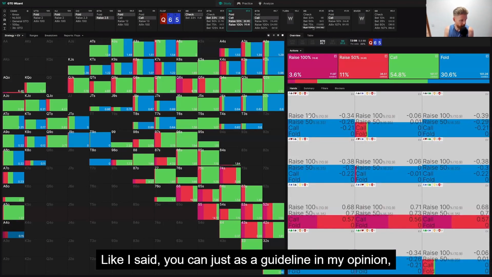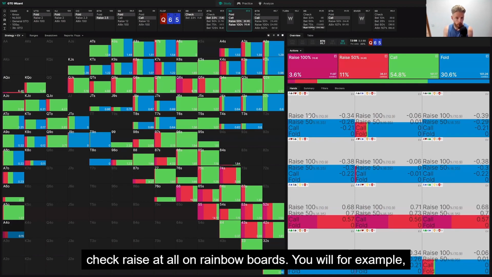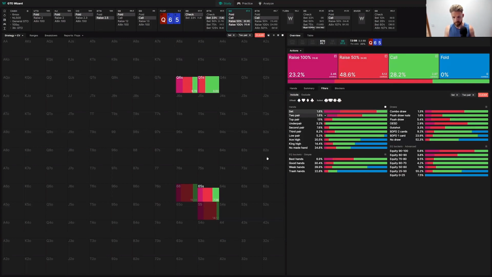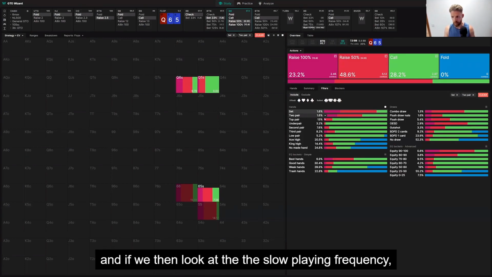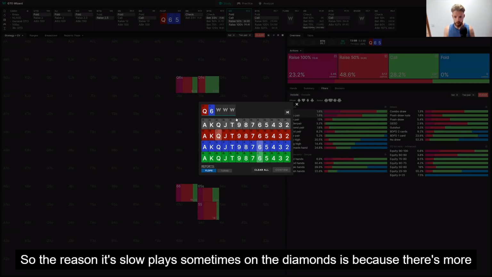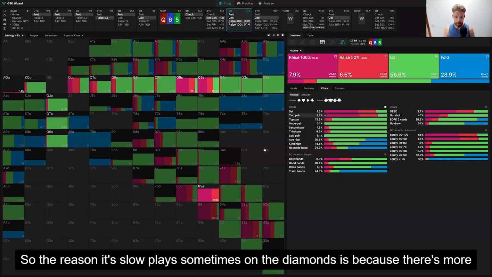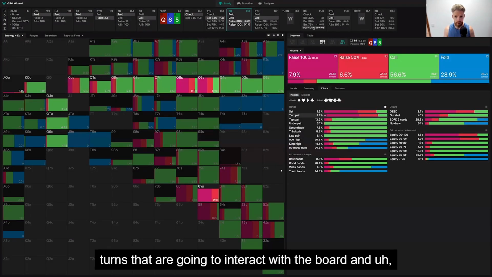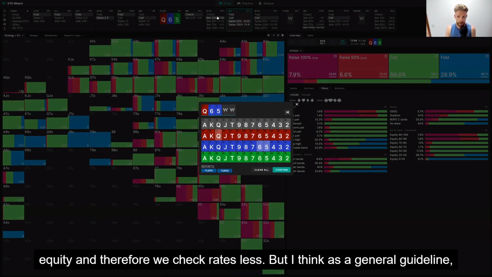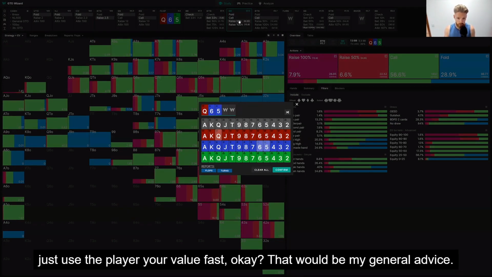Like I said, as a guideline, in my opinion, check raise it all. On rainbow boards, for example, if we make this the 5 of clubs, and we then look at the slow playing frequency, it's very little, only 15.9% calls. The reason it's slow played sometimes on the diamonds is because there's more turns that are going to interact with the board, and basically the in-position call range versus the check raise will contain more equity, and therefore we check raise less. But as a general guideline, just usually play your value fast. Okay, that would be my general advice.